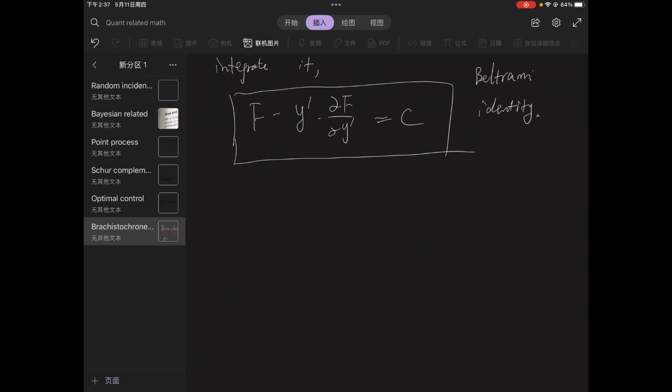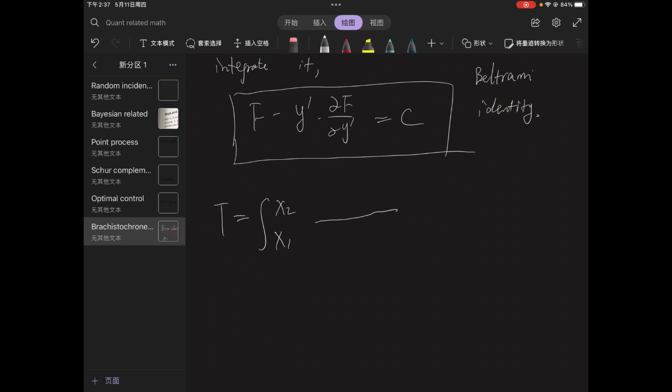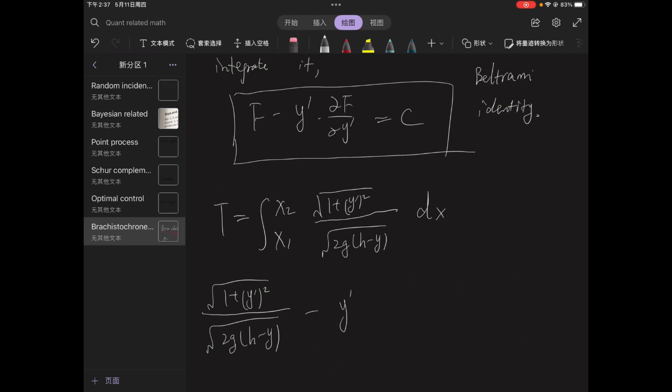Okay, finally, we get back to the Brachistochrone question. We see the Brachistochrone question is t is equal to the integral from x1 to x2 of the square root of 1 plus y prime squared over square root of 2g times h minus y. Is this the question? And now we have f, which is the square root of 1 plus y prime squared over square root of 2g times h minus y, minus y prime times df/dy prime. What do you get? It is equal to, df/dy prime is a half times 1 plus y prime squared to the power of minus a half, times 2 times y prime, and this is equal to some c.